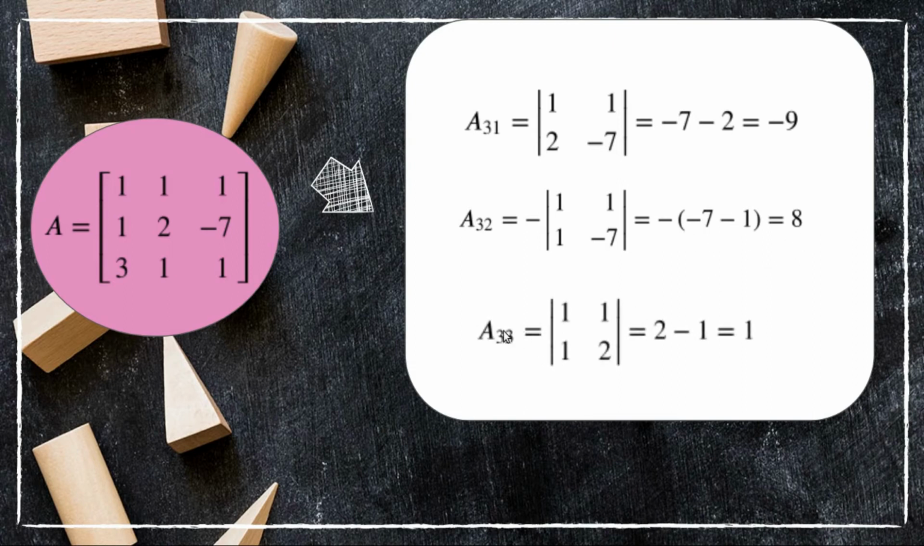A33: (-1) raised to 6 is positive. So A33 equals the determinant. Eliminating third row, third column, we get determinant 1, 1, 1, 2. 1 into 2 is 2, minus 1 into 1 is 1. 2 minus 1 is 1.